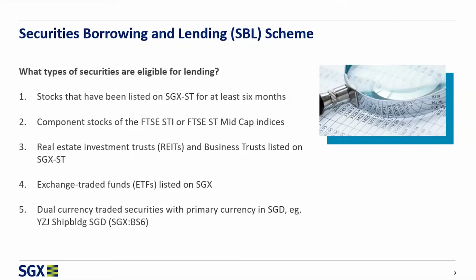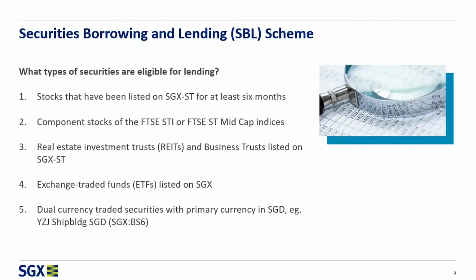Next is REITs and business trusts that are listed on SGX. Okay, these trade just like stocks, so again, they're eligible for lending. ETFs listed on SGX, so some of you may have the STI ETF, for example, or a gold ETF, for example. These are eligible for lending.